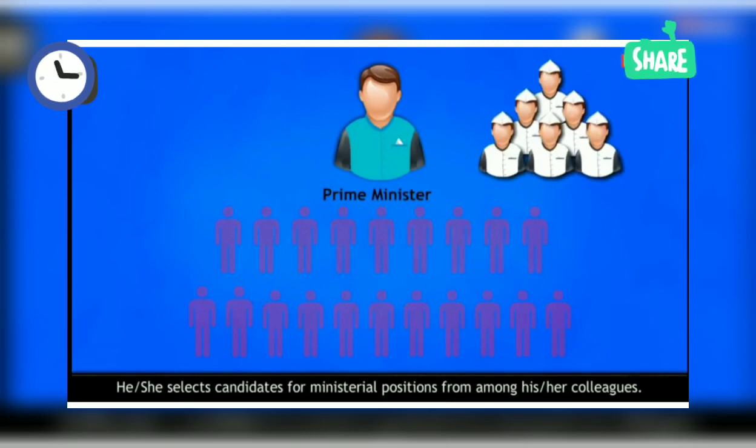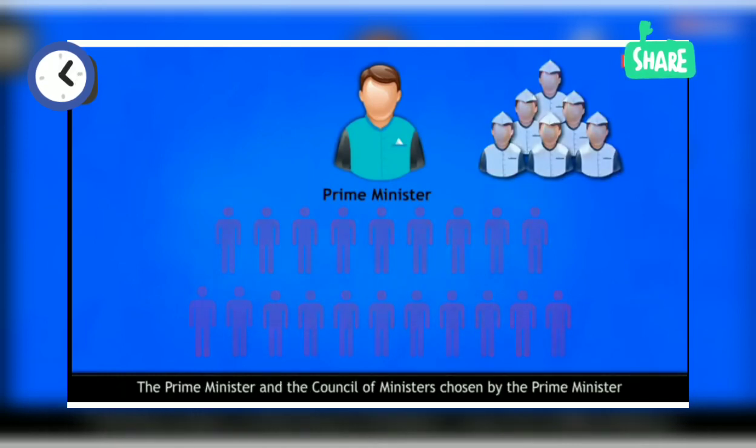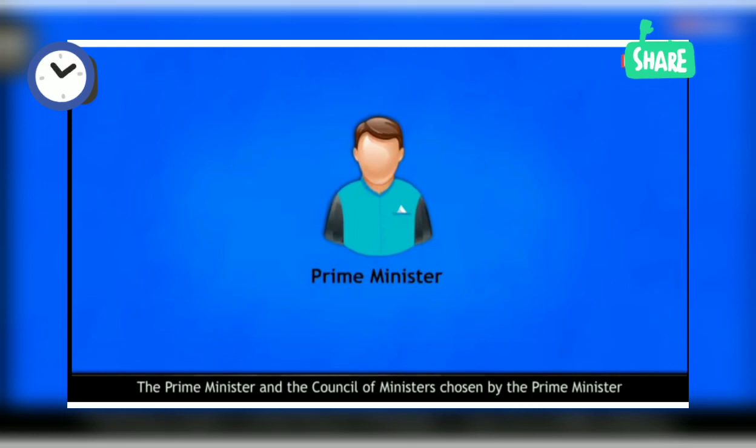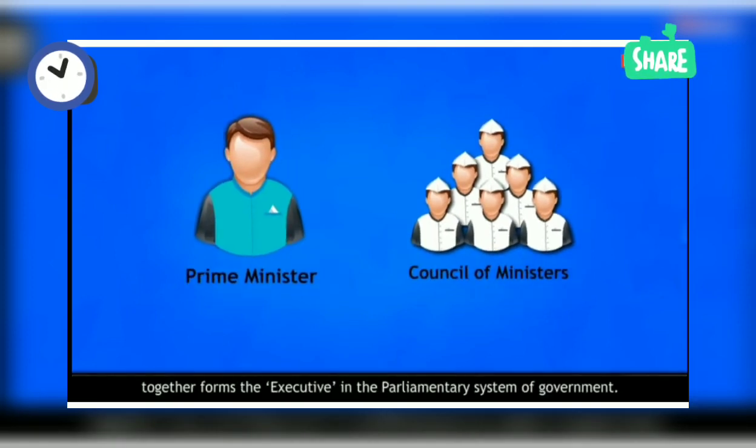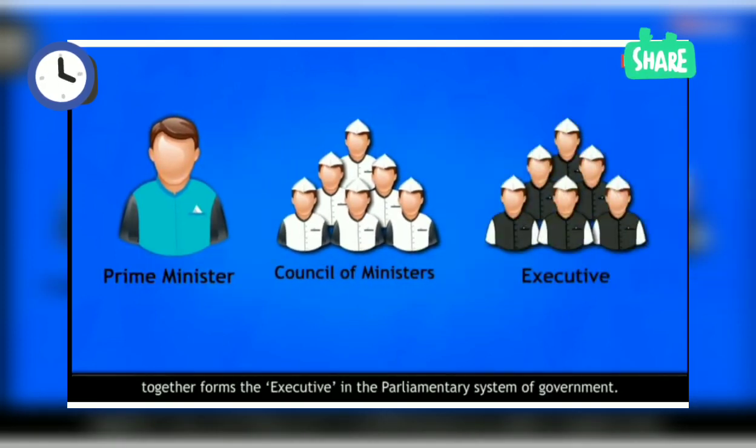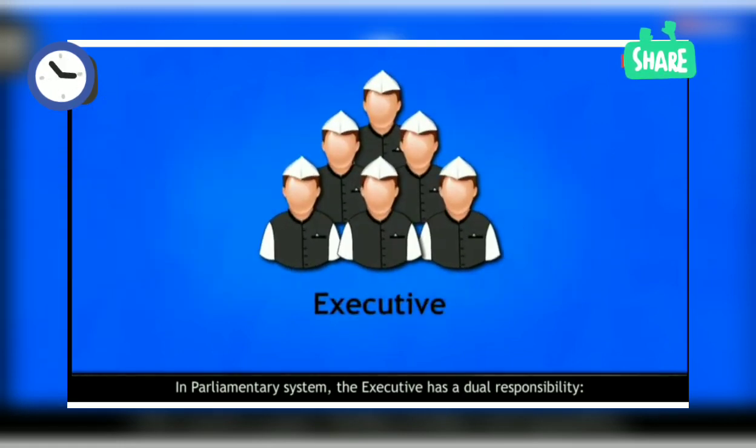He or she selects candidates for ministerial posts. The Prime Minister selects who will be his ministers, and individually they are known as ministers, and the group of them is known as the Council of Ministers. The Prime Minister and the Council of Ministers are chosen by the Prime Minister himself. Together they form the executive. They work, and whatever laws are created, they will implement them.